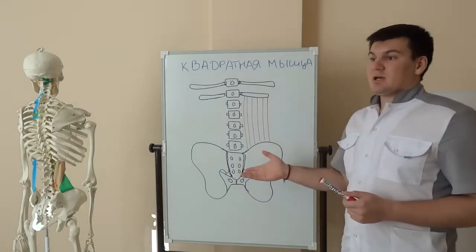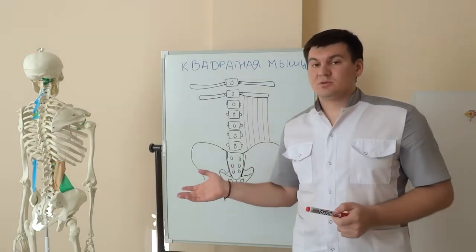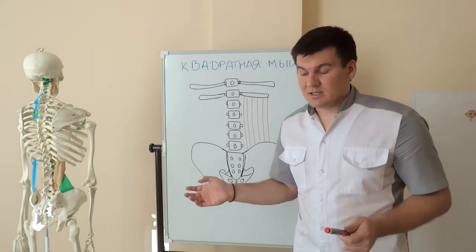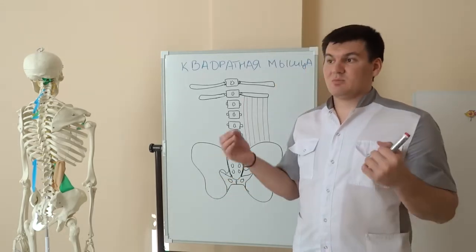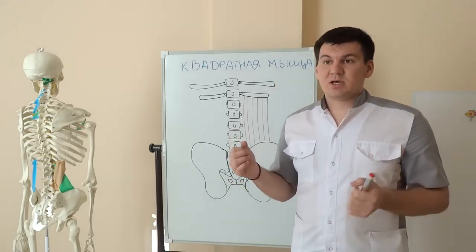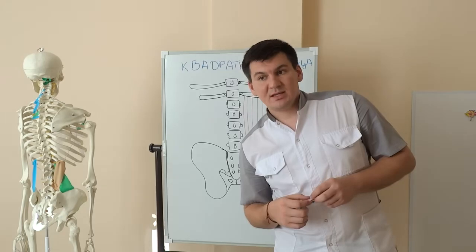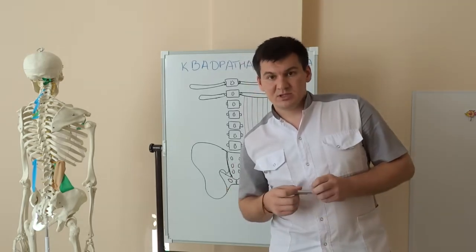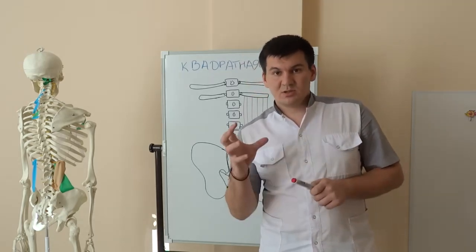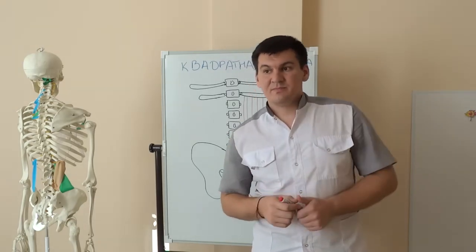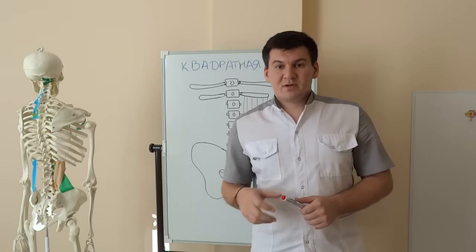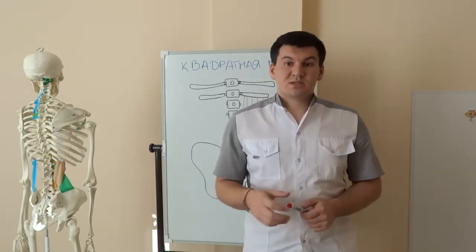And these fibers work at the moment when you lean forward and bend back. Or they also participate in the lateral tilt. When you lean like this, right now my right quadratus lumborum muscle is tense. The left one is relaxed. Meanwhile, my right quadratus lumborum and oblique abdominal muscles are tense.